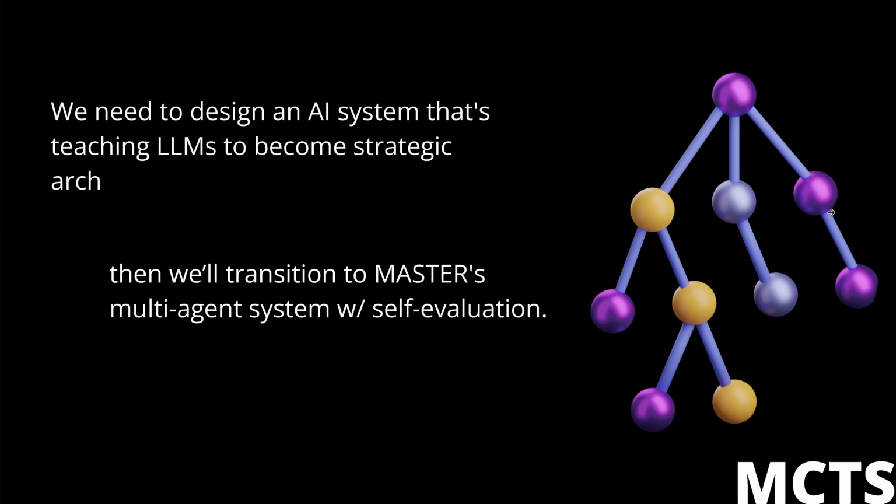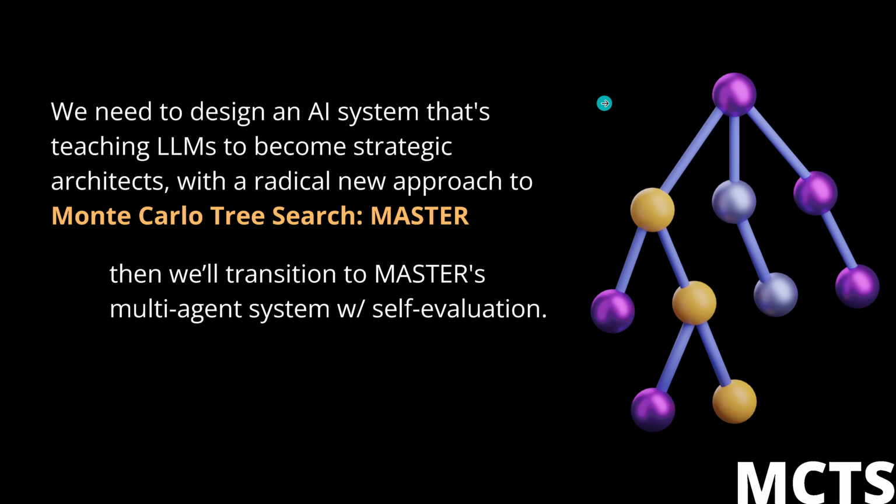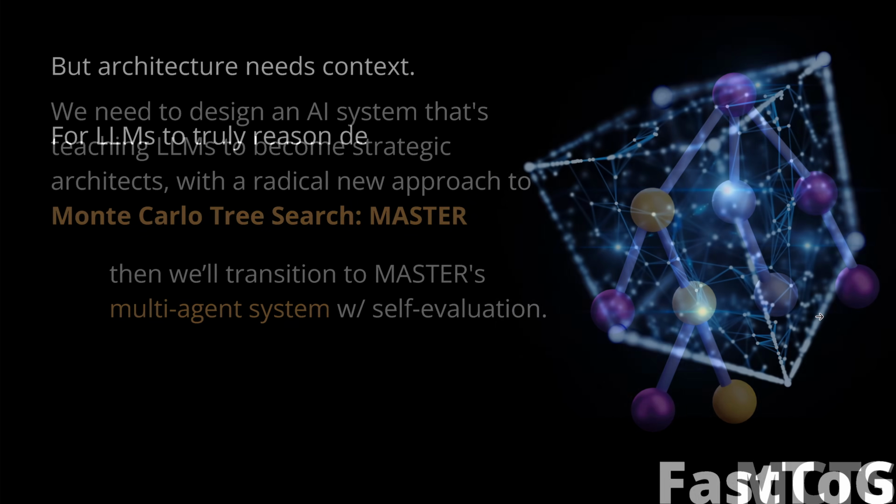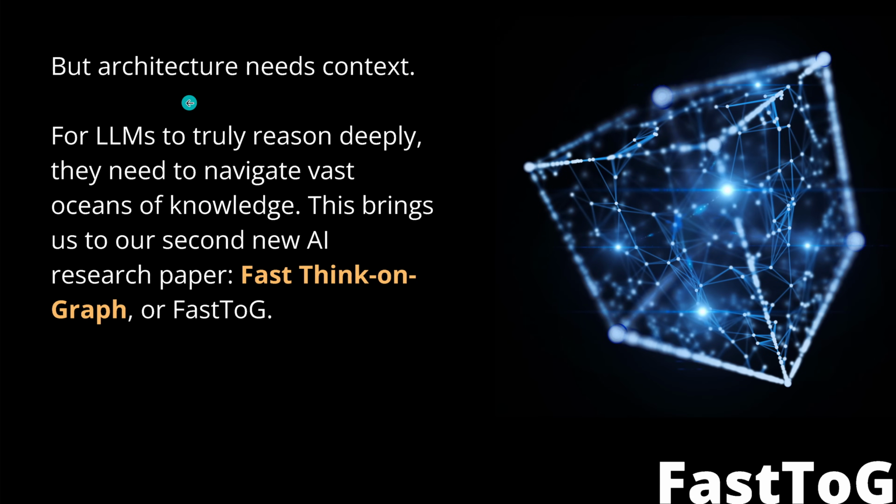But now we need a spark that will ignite our ideas. So let's start here. We need a new AI system that teaches our LLMs to become more strategic, like an architect. And we will implement this with a new Monte Carlo tree search implementation that is called MASTER. And this MASTER implementation will be implemented on a multi-agent system with a self-evaluation function that is brand new. Let's have a look. But architecture needs context, especially in the case of AI.